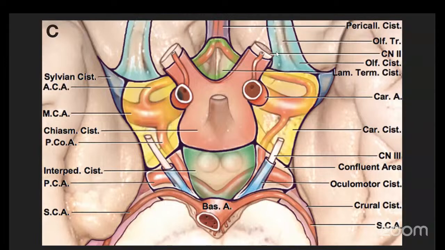Yes, clear. So, what structures can you see here? This is the infundibulum, right? This is the infundibulum here. And what else is there? Around the infundibulum, we have the optic chiasm. This here is the ICA, the PCOM, the ACA, which is going ahead and connecting to the ACOM.